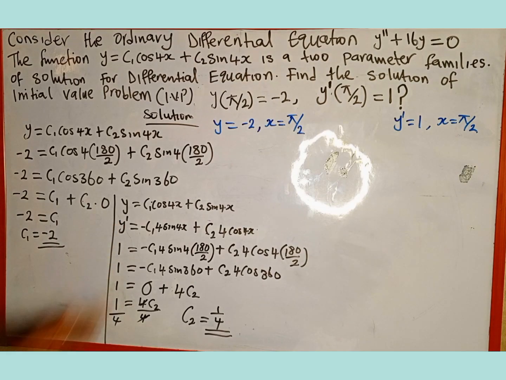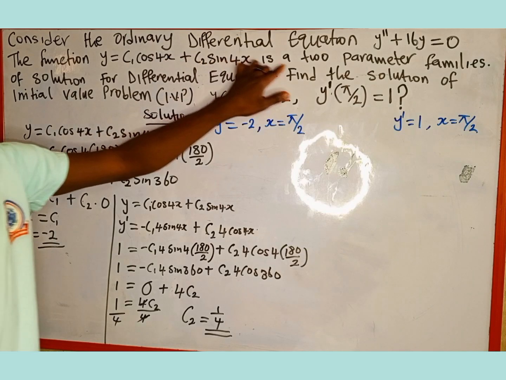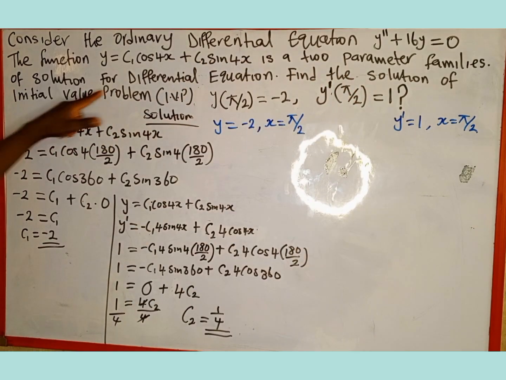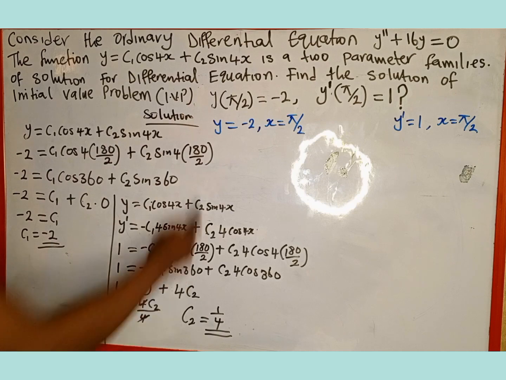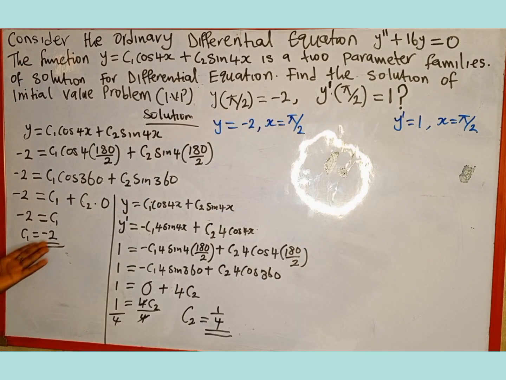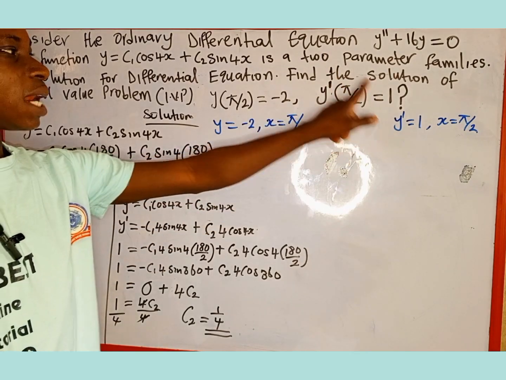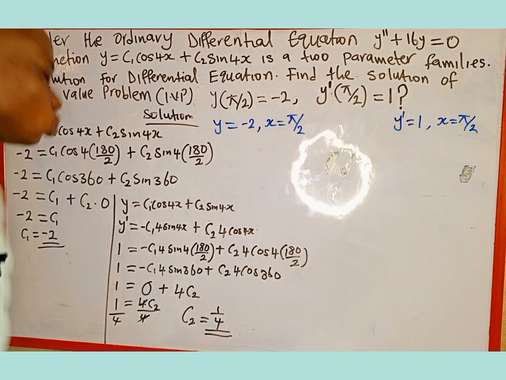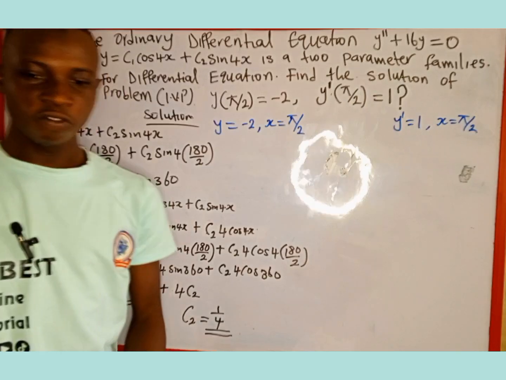So this is the value of c1 and this is the value of c2 in this initial value problem. Given the differential equation, the function y equals c1 cos 4x plus c2 sin 4x is a two-parameter family of solutions for the differential equation. Then the solution to the initial value problem, given that y is equal to minus 2 at x equal to pi over 2, and y prime is equal to 1 at x equal to pi over 2, has c2 equal to 1 over 4. So this is how to solve an initial value problem.